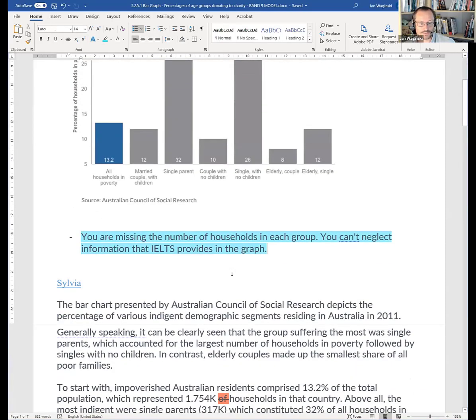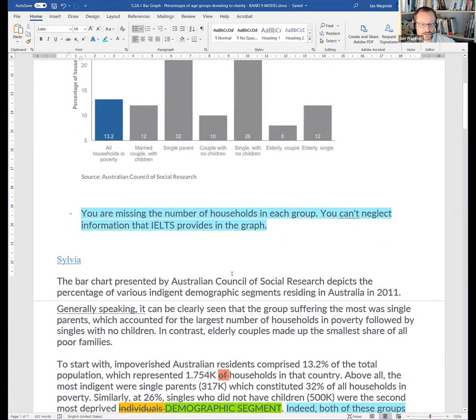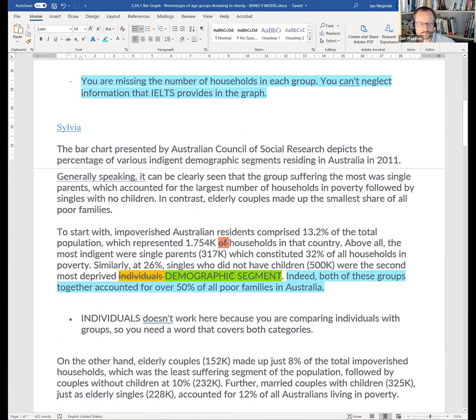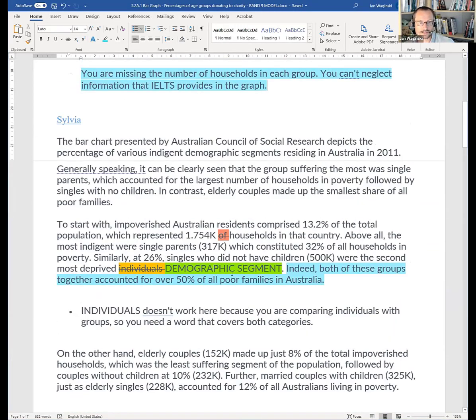I want to start by showing a very good example. And I'll get the author to read this one. Sylvia, can you read your work? It was really good. The whole thing?